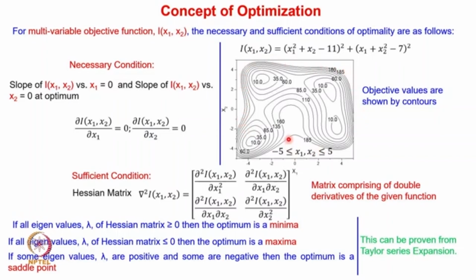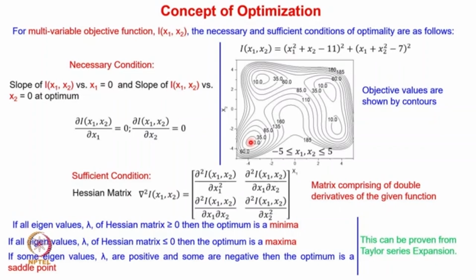You can see that each of these lines has a different objective value. In this particular problem there are four minima present. One is here, another one is here, a third one here, and the fourth one is present here. So there are four minima present in this problem, isn't it?